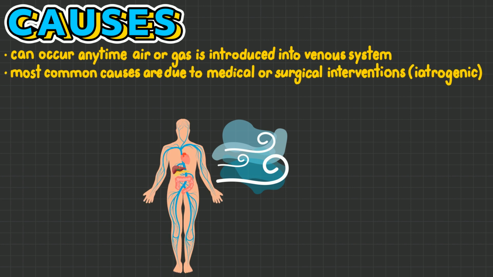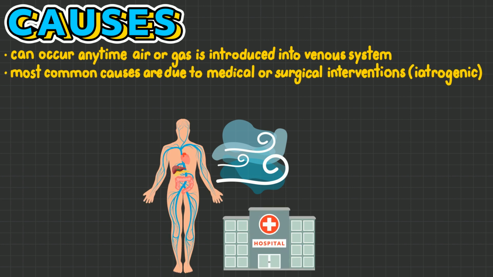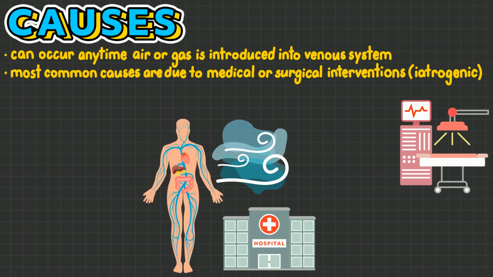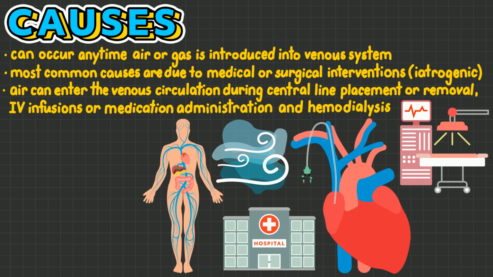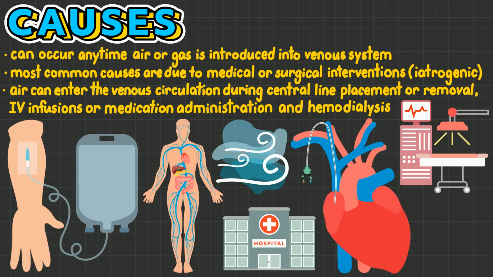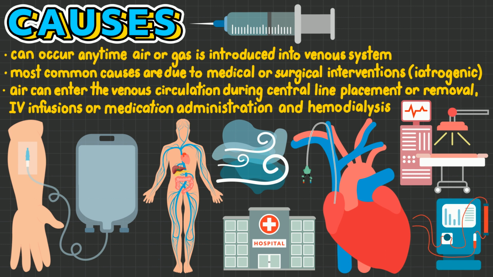The most common causes of venous gas emboli are due to medical or surgical interventions, also called iatrogenic. Air can enter the venous circulation during central line placement or removal, intravenous infusions, or medication administration, and hemodialysis.